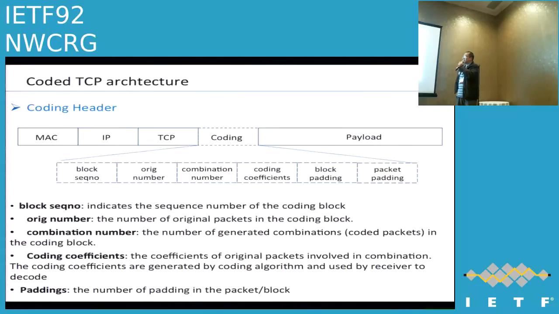In order to decode at the receiver side, we add some coding headers in the TCP payload. The important ones are the original number and the coded number. These two headers indicate the number of the original packets and the number of the coded packets. At the receiver side, we first check whether the numbers are equal. If they are equal, we can decode the coded packets and acknowledge that all packets are received successfully. Besides them, the coding coefficients indicate the coefficients of original packets involved in the combination.